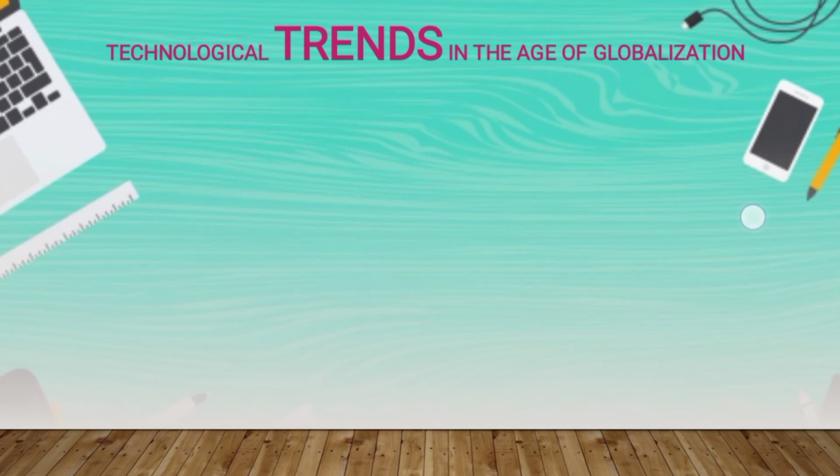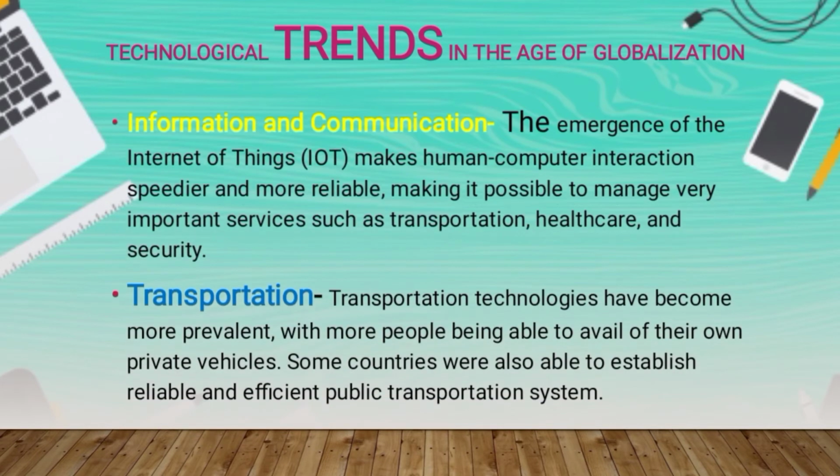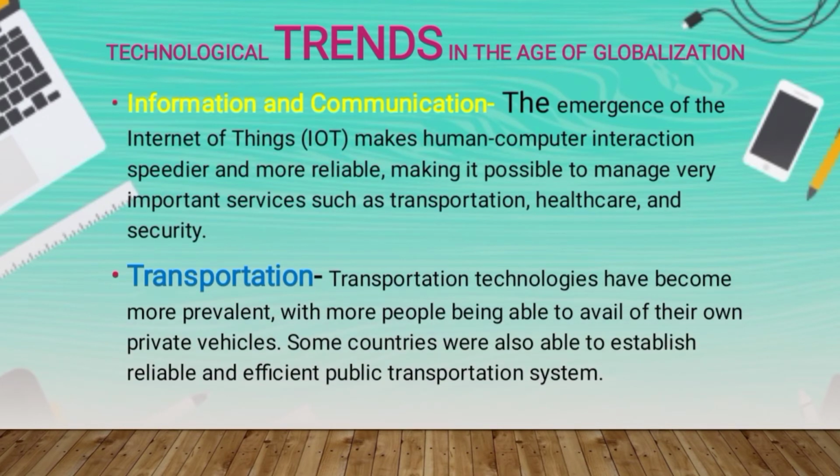Technological trends in the age of globalization. The following are just some observable technological trends in the age of globalization. While some of these trends have been scrutinized in scholarly works, many are potential subjects of inquiry. Information and communication. The emergence of the Internet of Things or IoT makes human-computer interaction speedier and more reliable, making it possible to manage very important services such as transportation, healthcare, and security.